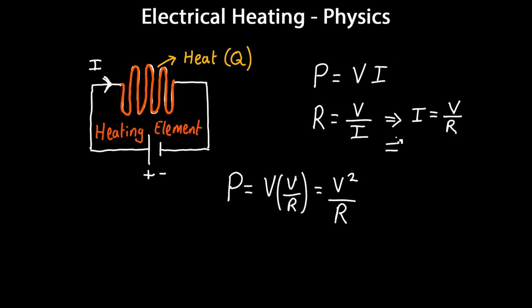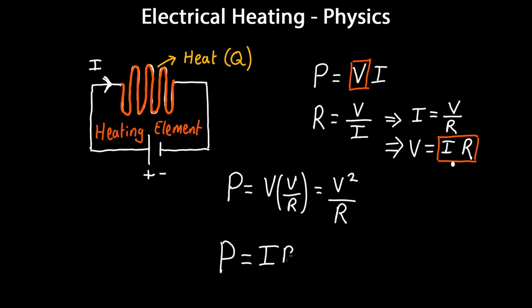We can also rearrange our resistance equation in a different way by making the voltage the subject of the equation. So this time, the voltage is equal to the current multiplied by the resistance. And again, we can plug in this term into our power equation above. So the power now is equal to the current multiplied by the resistance multiplied by the current. In other words, the current squared multiplied by the resistance.